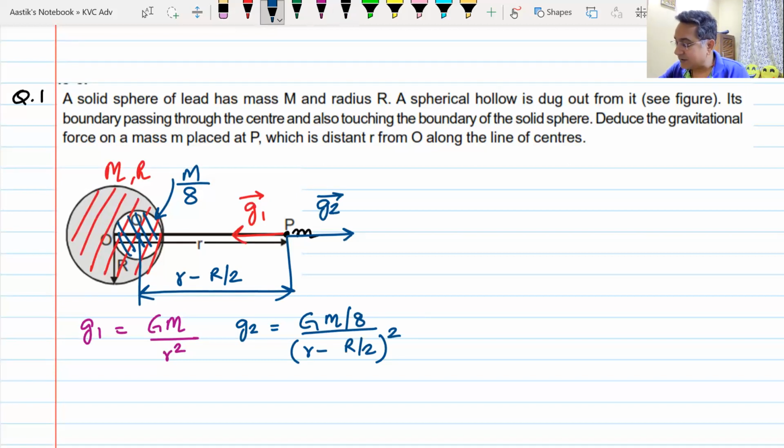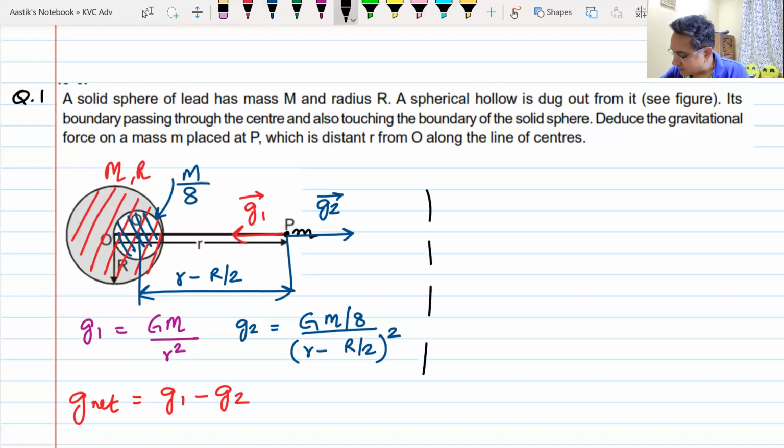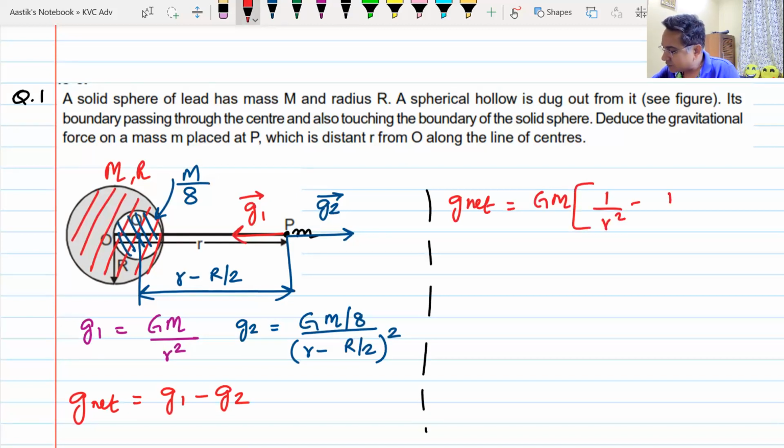What is the net field? Net field G net will be equal to G1 minus G2. That is the answer, my dear friends. So your G net becomes, you can take Gm outside, and 1 by r square minus 1 by 8 into r minus r by 2 whole square. That is the answer, my dear friends.